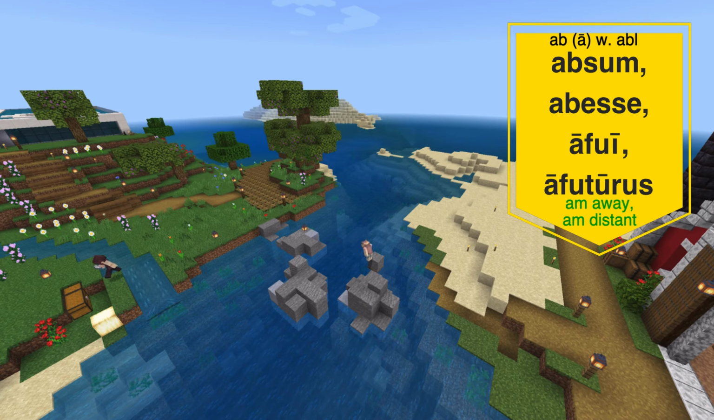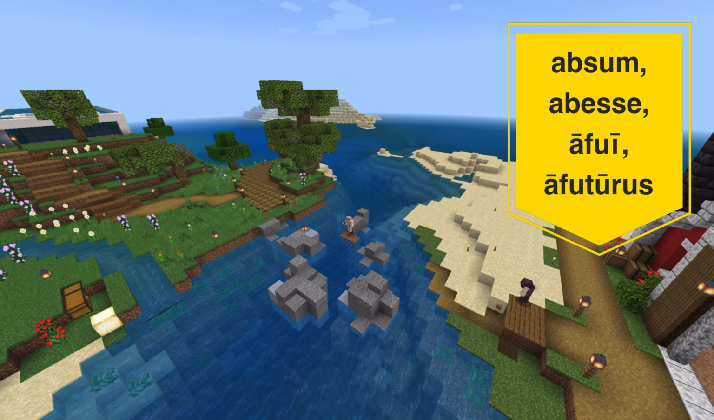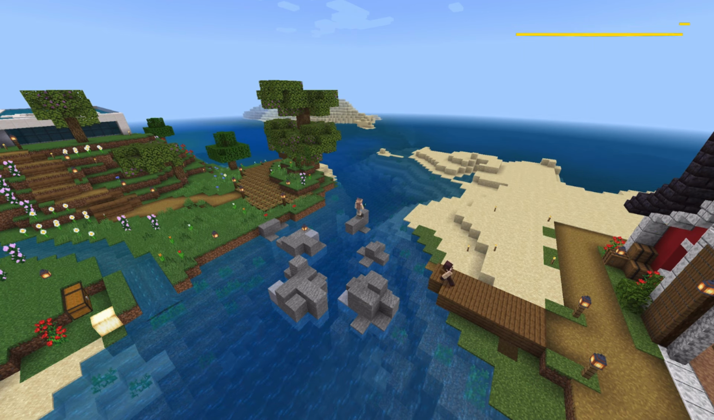But whenever you want to show what you are away from, then you have to add on that ab or a. Because ab or a means from, so you can say I am away from blank or whatever you want it to be. So this one again is irregular. It says it's irregular, but it has the exact same forms of sum. So just keep that in mind. This is just kind of like the expansion pack for forms of sum. And it means am away or am distant.